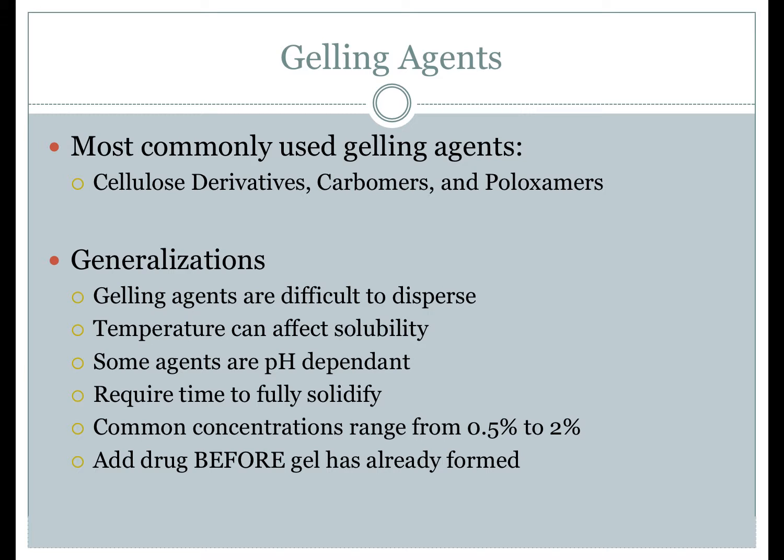The second generalization is that the solubility of some gelling agents is affected by water temperature. For example, we would want to use cold water for methylcellulose and poloxamers, tepid water for carbomers and tragacanth, and hot water for gelatin and sodium carboxymethylcellulose.